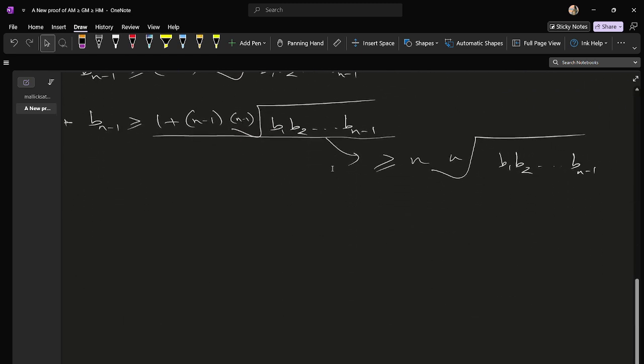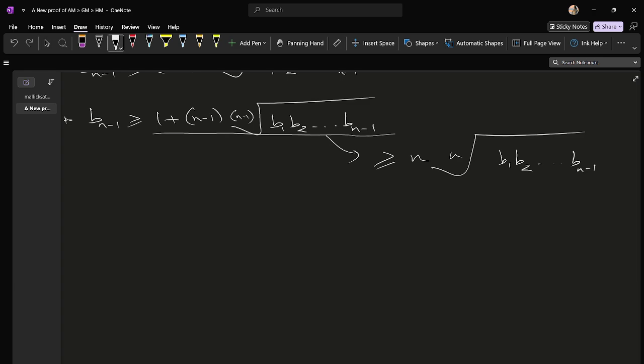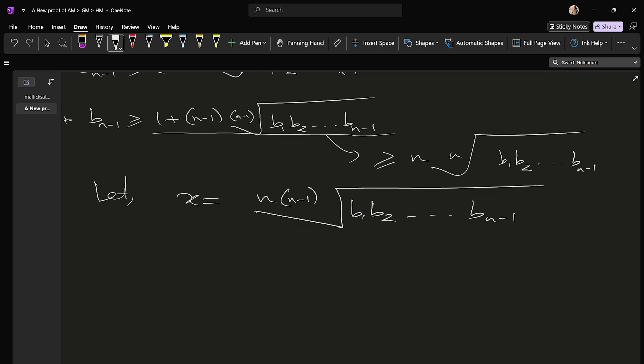So now what can be done for this thing? For this we can write: let x be my n(n minus 1)th root of b1 b2 dot dot dot bn minus 1. So we can form a polynomial. The last inequality can be rewritten as 1 plus (n minus 1) times x to the power n is greater than or equal to n x to the power n minus 1.